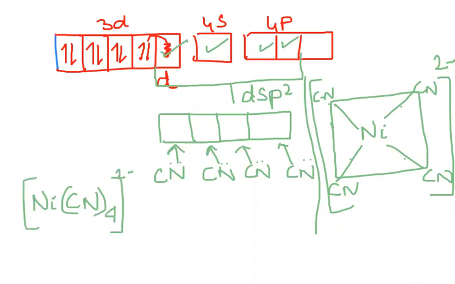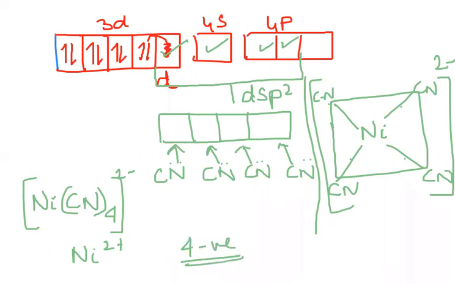How many electrons did nickel lose in forming this compound? 2 electrons. So the oxidation state of nickel is 2 plus. Nickel is in the 2 plus state. Every cyanide ion has 1 negative charge. So a total of 4 negative charges are there.